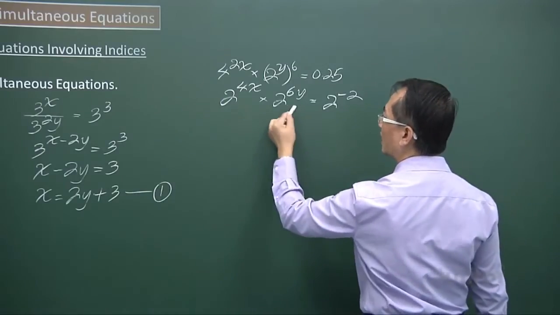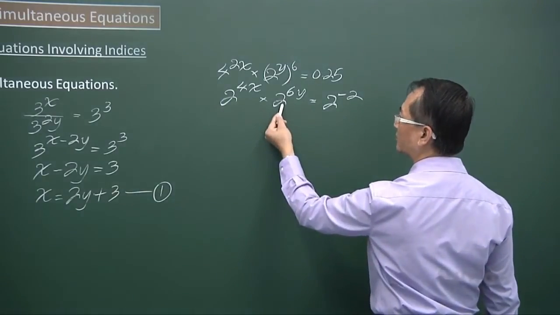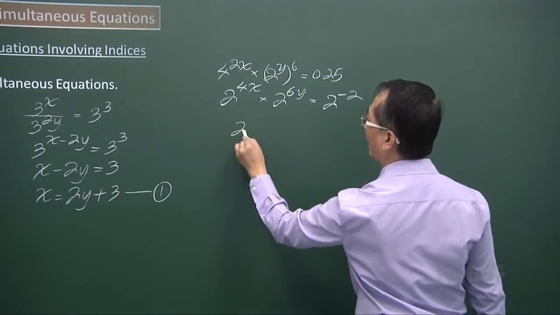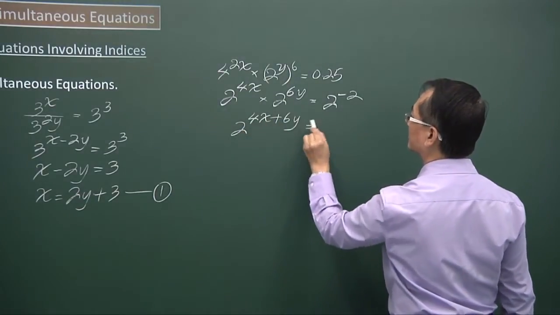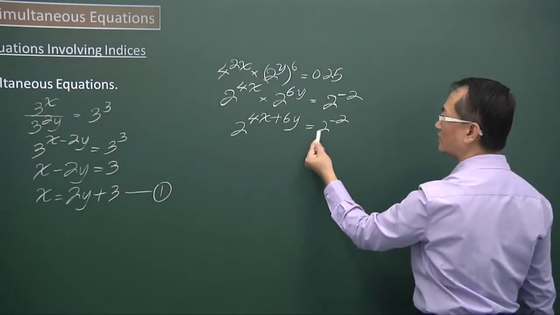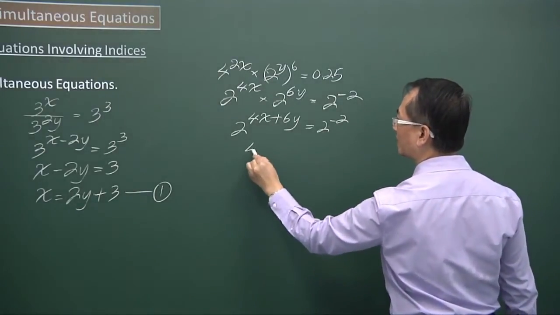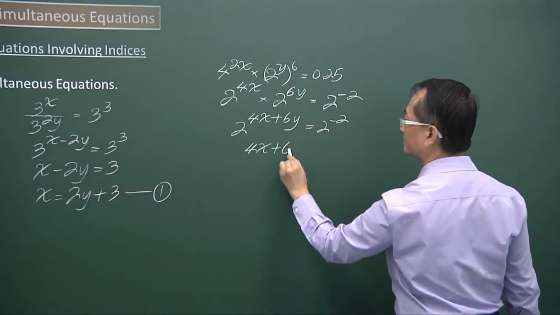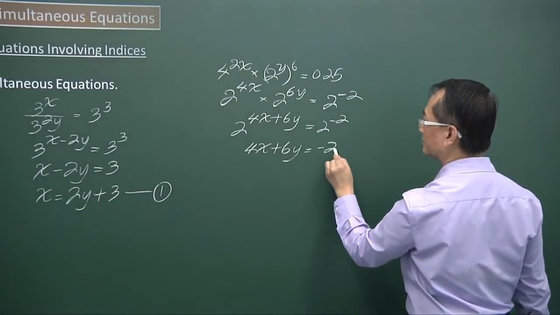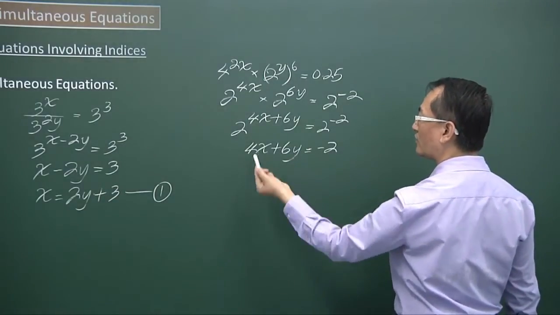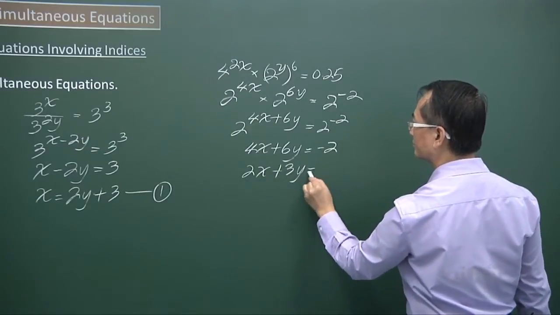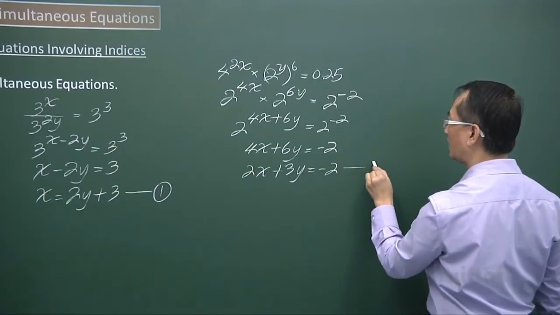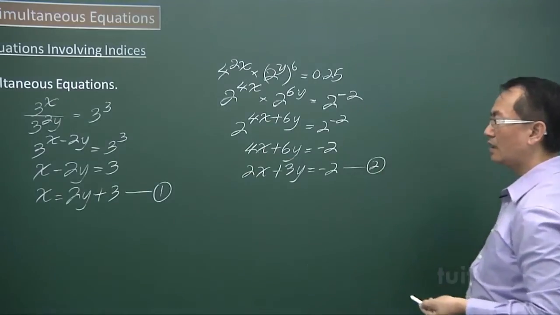Since this is a product involving two terms with the same base, I add the indices together. And since the bases are the same, I can compare the indices. Dividing throughout by 2, and I label it as equation 2.